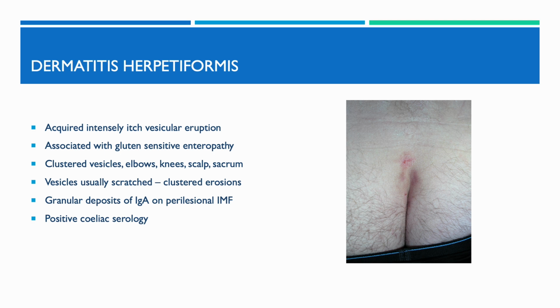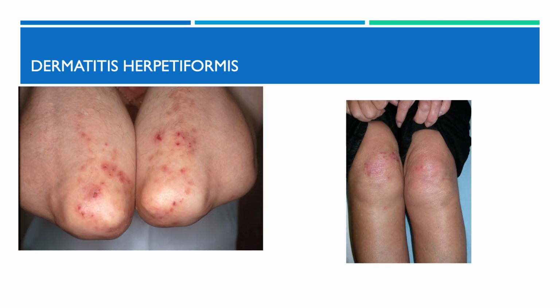In this image, you can see some clustered erosions on the sacrum. Here are some more clinical examples of dermatitis herpetiformis. So small vesicles on the elbows have been scratched to produce these clustered lesions, and we can see some similar lesions present on the knees.